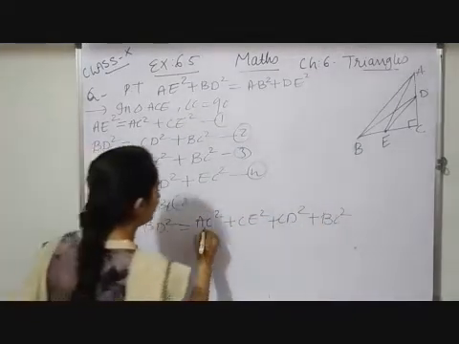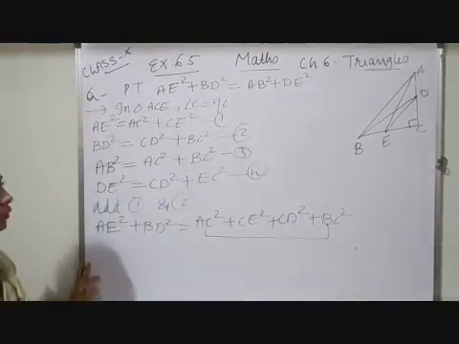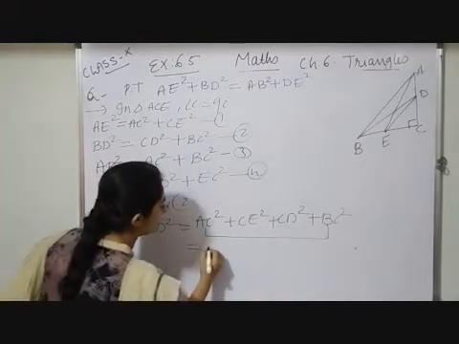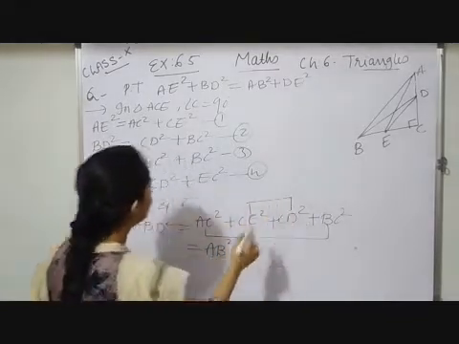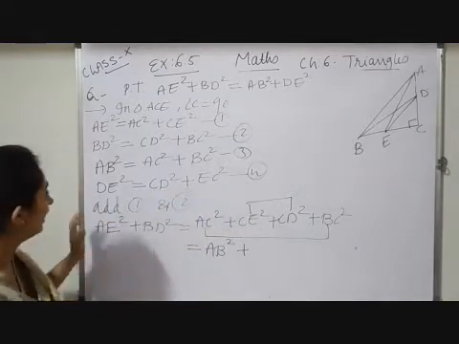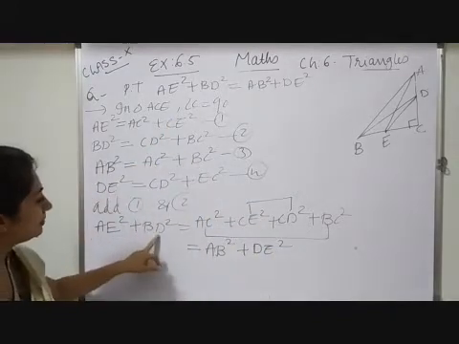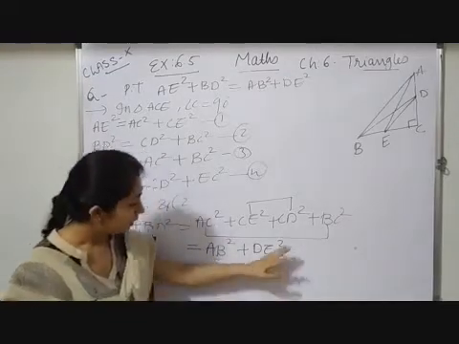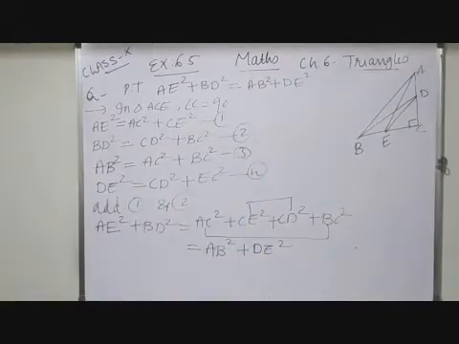Now, you can observe here AC square plus BC square, which in the third equation you proved is equal to AB square. So in place of these both, I am writing AB square plus these two. CE square plus CD square is equal to DE square, from equation number 4 we can say. So here I am writing DE square. Now observe, AE square plus BD square equals AB square plus DE square. So hence the proof. Now the next question I will explain based on the same concept.